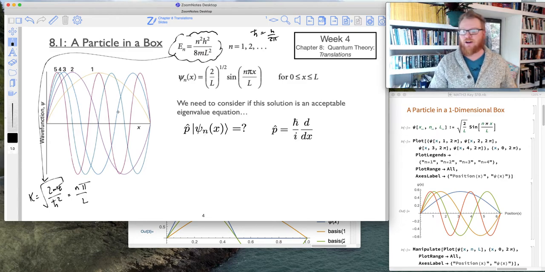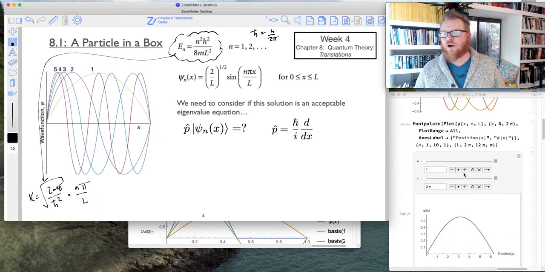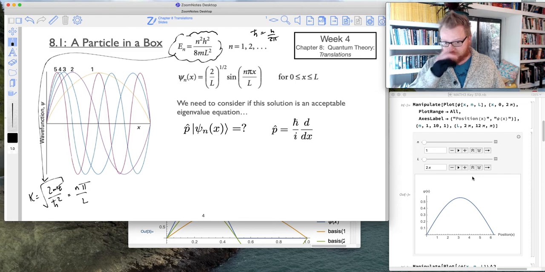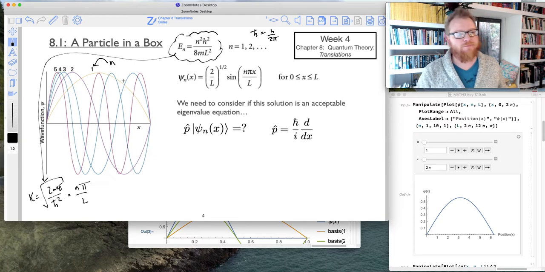Here I've got this picture right here, but I've also got this graph. That's going to be your Mathematica 3 assignment. And I want to show you through this manipulate function what's going on when I change this value of n. For now, I'm just looking at a box that has length of 2 pi. You can see the same established graph right here for this case where this is 1. So that's n, the values of n right here.